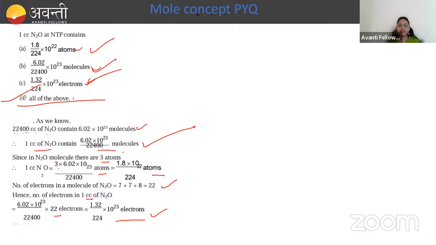Are you getting this? It's not going too fast, is it? Is it making sense? Right? 1 cc of N2O. So atomicity, how many atoms are present? 3 atoms. These are 2 and this is 1. So 3 atoms are present. That's why we are multiplying. In order to find out the number of atoms, we are multiplying it by 3. Okay. Any doubt in this? Yeah. Okay. Next problem.